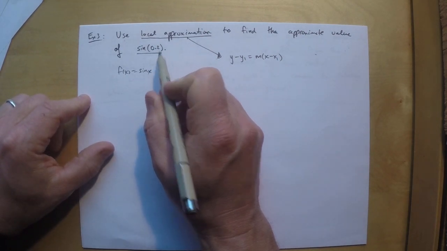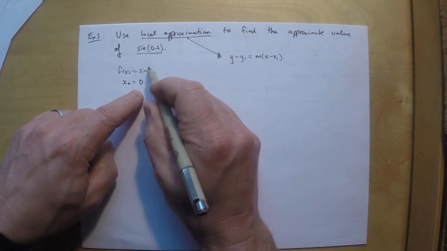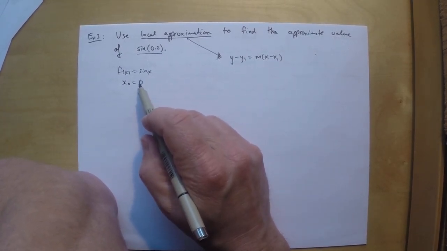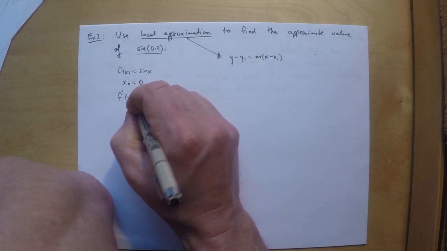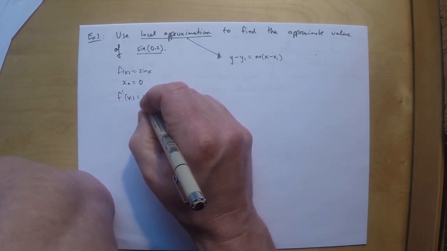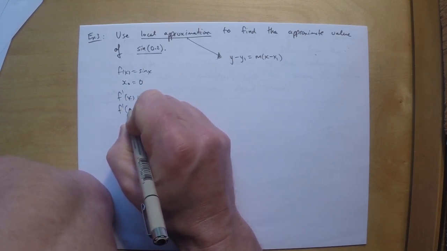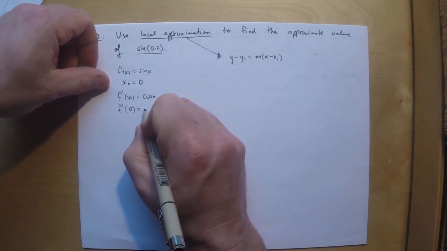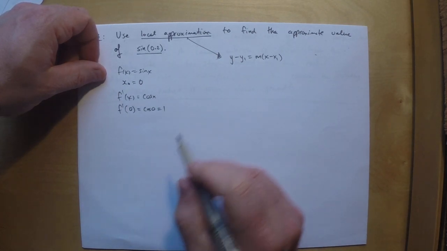At what value are we close to that I know the sine of? Well, 0.2 is really close to 0. So this would be around 0 where I would build this. So I'm going to build the tangent line for sine around 0. So what do I need? I need the derivative. Derivative of sine is cos. I need to evaluate that derivative at my point of interest. So cos of 0 is 1. So now I know the slope.